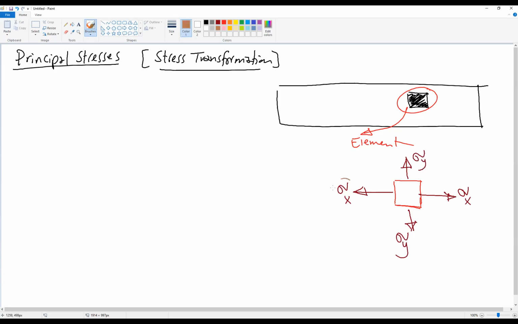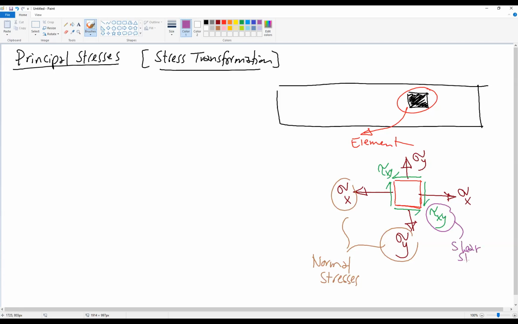Sigma x and sigma y, we call them normal stresses. We may have another type of stresses, which is shear stress in this direction, tau xy, and also in this direction, tau xy. We know tau xy as shear stress. So this is the general description of the alignment of stresses we may have: sigma x, sigma y, and tau xy.